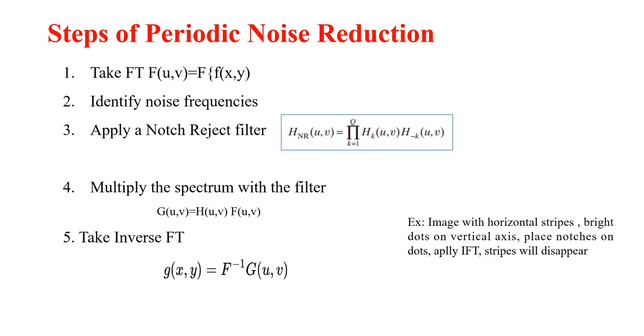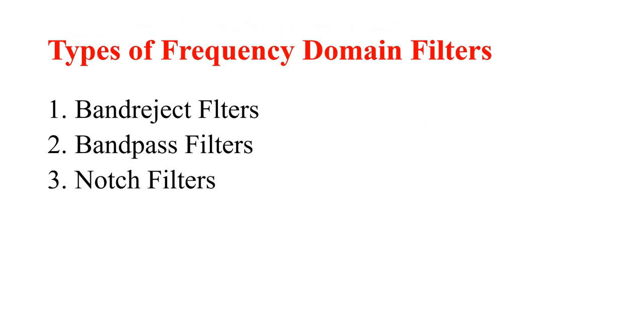These are the types of frequency domain filters which we will study under periodic noise. So first is the band reject filter, then you have band pass filters and the notch filters.